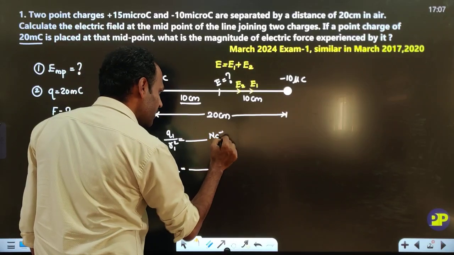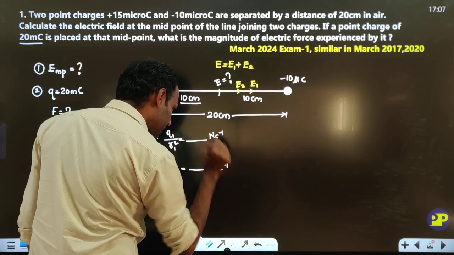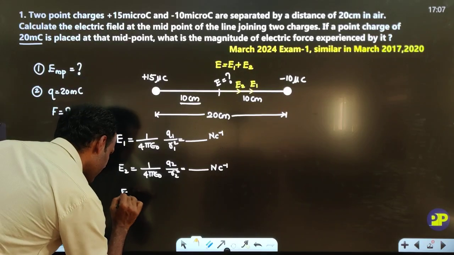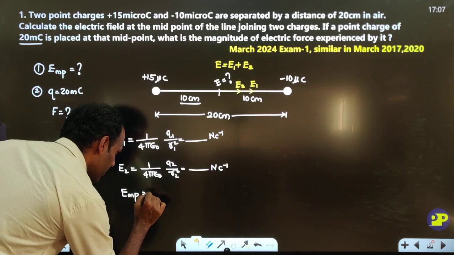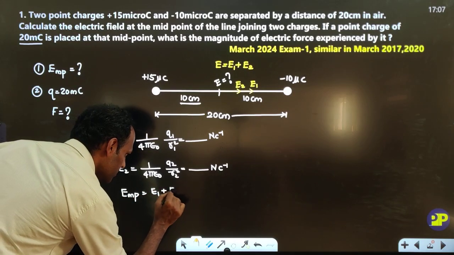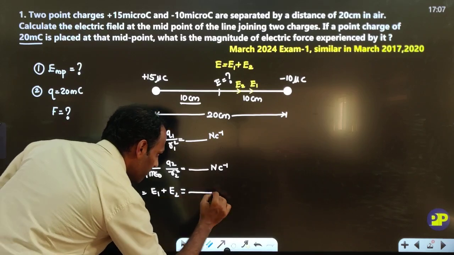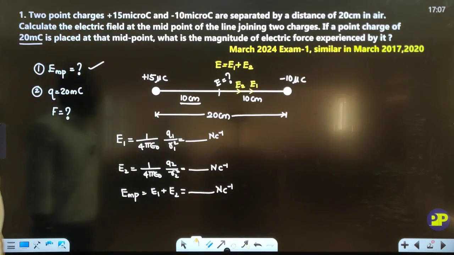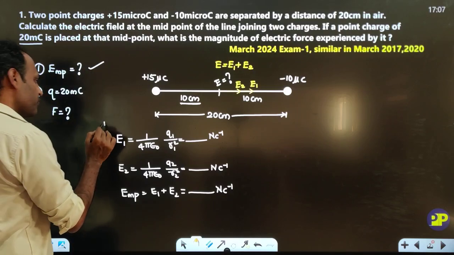Don't forget to write the units of the electric field. Newton per coulomb. Okay, finally the net electric field at the midpoint will be equal to E1 plus E2, right? You will add these both, you will get the net electric field at the midpoint. That is the first question what we have been asked. Okay, this is the first one.